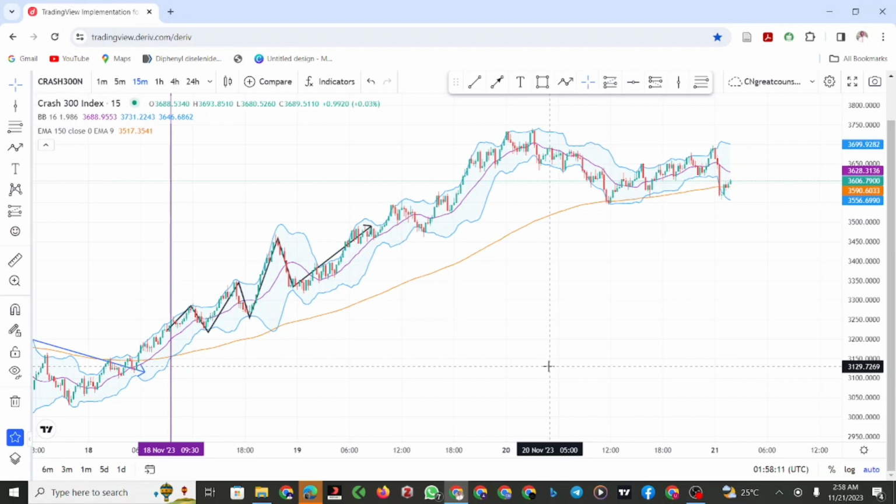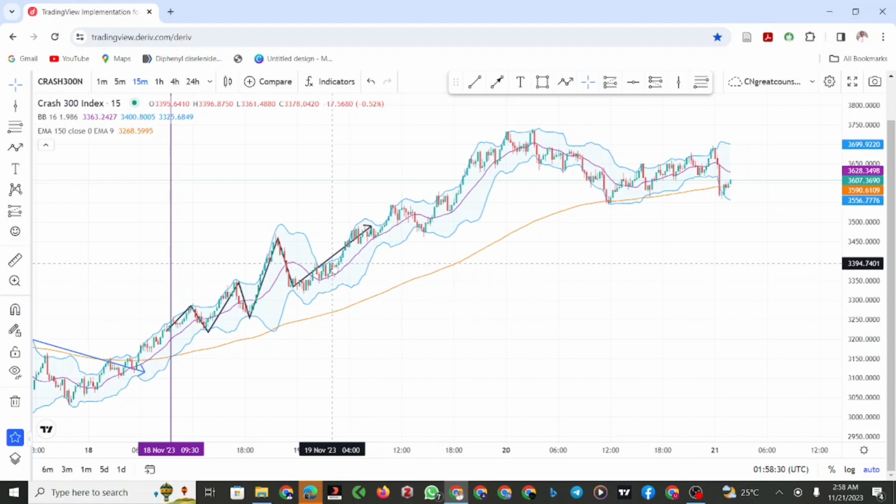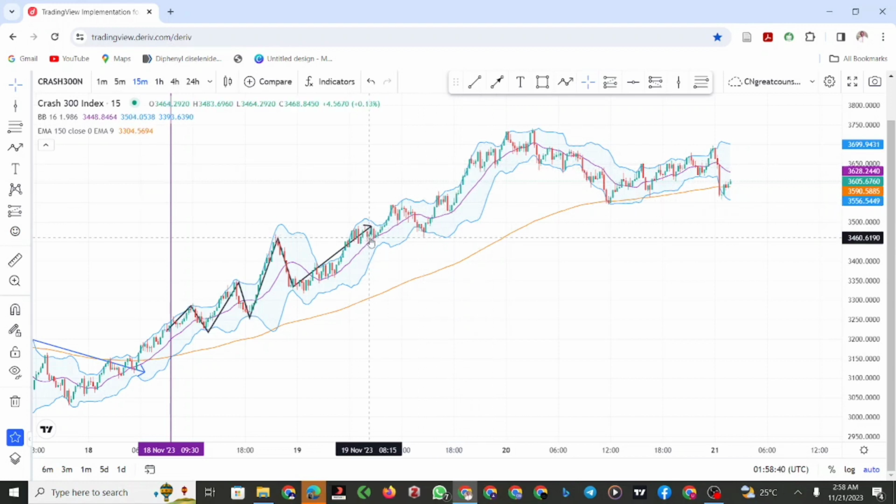Right, so now usually if price is going bullish, price is most times contained between the upper line of the Bollinger Band and the middle line. That is what you see here now. Usually price is contained between the upper line of the Bollinger Band and the middle line if price is going bullish. Right, okay, that's why I said in some cases the pullback will get to the middle line of the Bollinger Band.